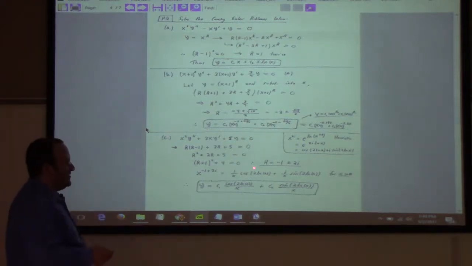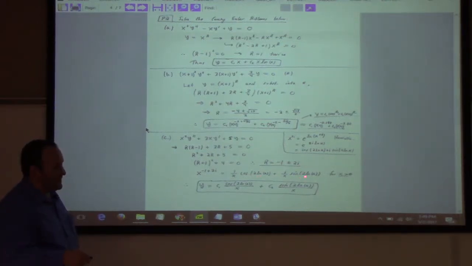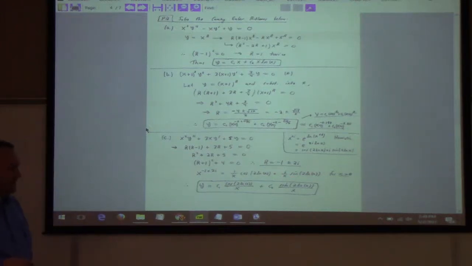So here we have a complex power, and so that requires a little bit of special attention. The minus 1 gives me 1 over x. The 2i gives me cosine 2 log x and sine 2 log x with the i. I pick off the real and imaginary parts of this to give me the real solution, as we discussed in class for something similar. Any questions? Okay.